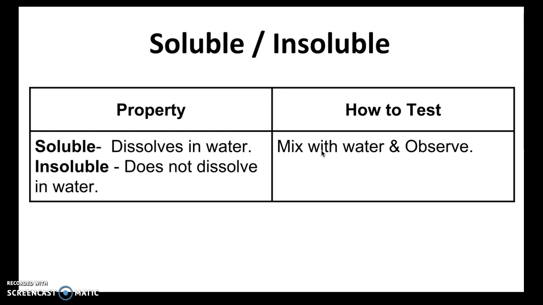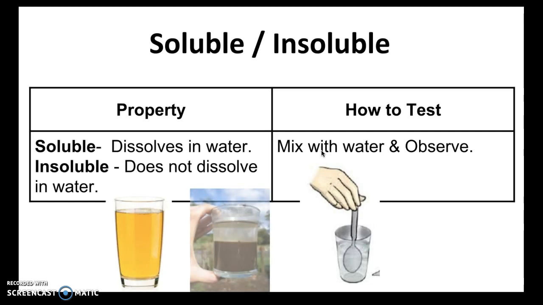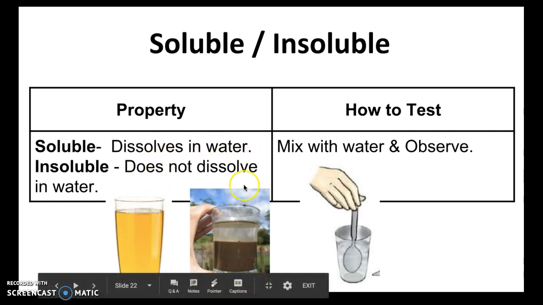Okay, soluble and insoluble. Soluble means it dissolves in water, and insoluble means it does not dissolve in water. The way that we test it is we would mix something with water, and let's say it was a juice mix, like orange Kool-Aid, and let's say this is sand. We mix it with water and we observe what happens. You see with the orange Kool-Aid, it dissolves because it all looks like one thing and mixes well, and with the sand, it doesn't.